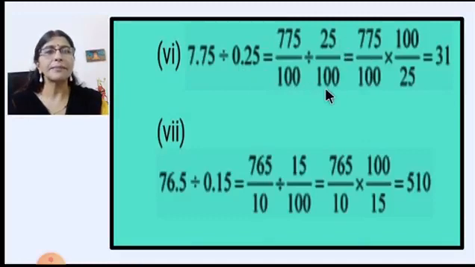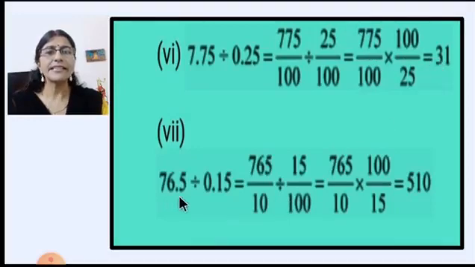Now we will multiply 100 into 100 here. One more thing you can do here: division is there, no? So we will convert it into multiplication. And then this will be converted into reciprocal form. So we'll write 100 upon 25. Now these 100s will be cut. You will get 775 upon 25. So when you reduce this, you will get 31.